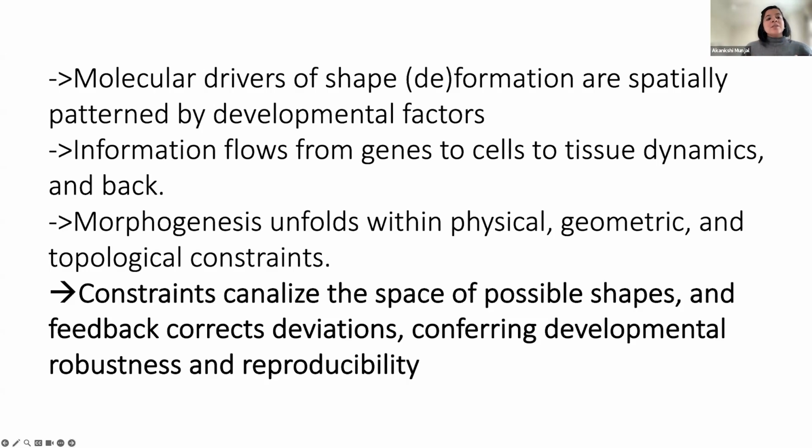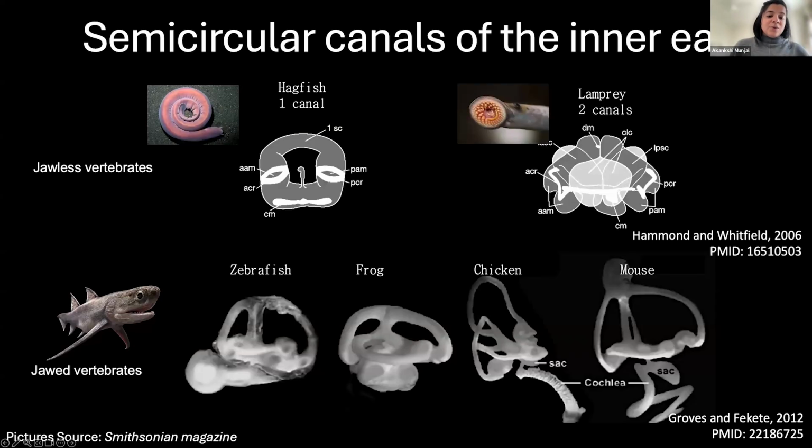And development is robust because you have feedbacks in place that are correcting errors that are happening during development or that are buffering variations. So if you have positive feedbacks, you can amplify small signals, buffer variations in initial signals. If you have negative feedback, you can prevent overgrowth and so on. Because you have these feedbacks in place, you can make development more robust. And we think about these questions using this organ that I already introduced, the semicircular canals.